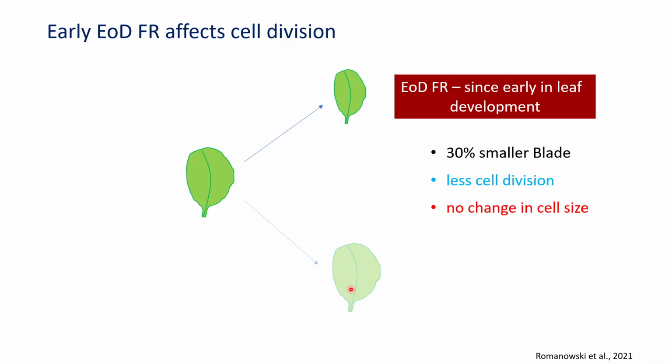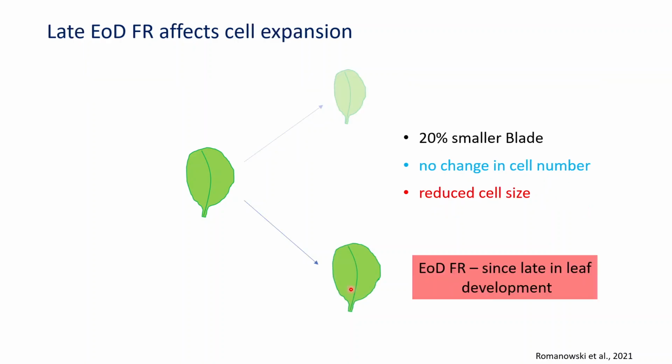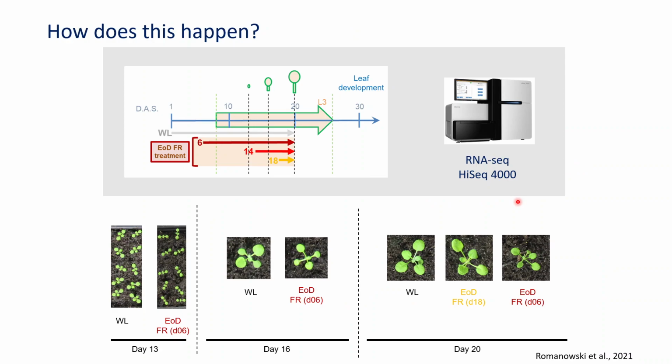Well, to cut the story short, we found that if end-of-day infrared is applied since early on in leaf development, this phenocopies the results that we saw with the phyB-9 mutant. So we have a smaller leaf blade due to less cell division, and we found no changes in cell size. However, if we apply end-of-day infrared much later in leaf development, we still see a reduction in leaf blade. But now, instead of affecting cell division, we're affecting cell size. So how does this happen?